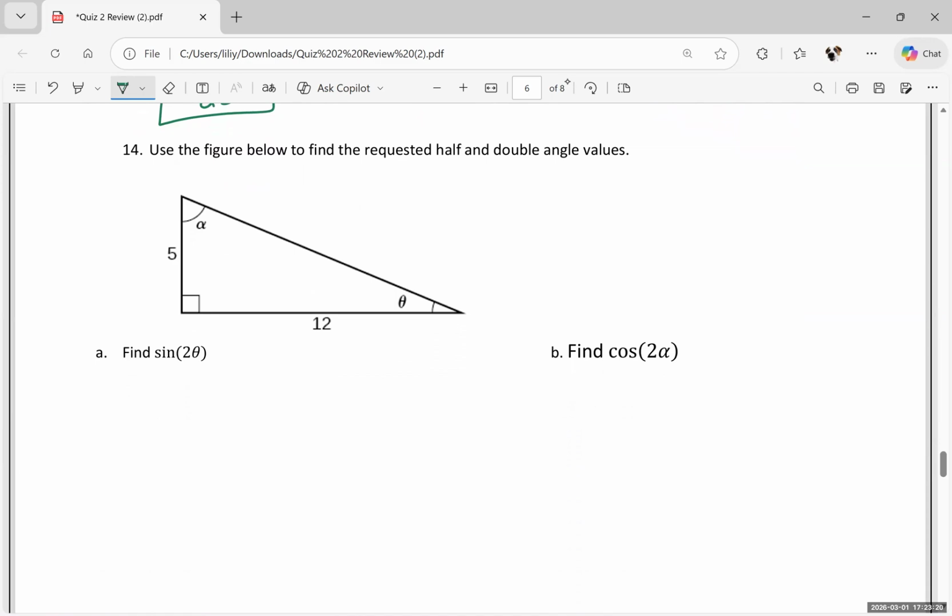A variation of this question, do pay attention to details here. Use the figure below to find the requested half and double angle values. On part A, we're just finding sine of 2 theta, so it's very similar to what we've just been doing. So sine of 2 theta equals 2 sine theta cosine theta. Let's go ahead and actually find the sine and cosine of theta. So theta is this angle right here.